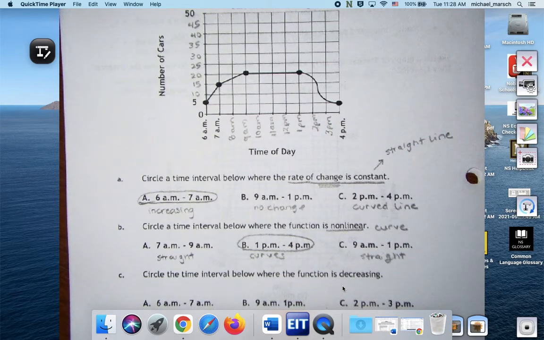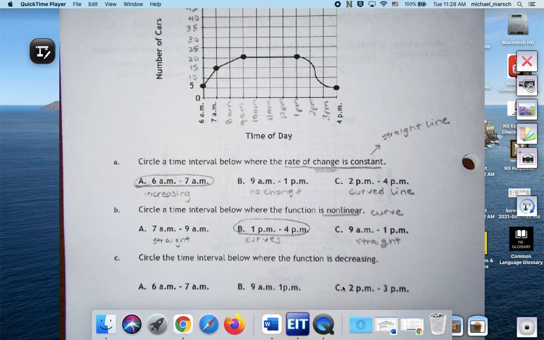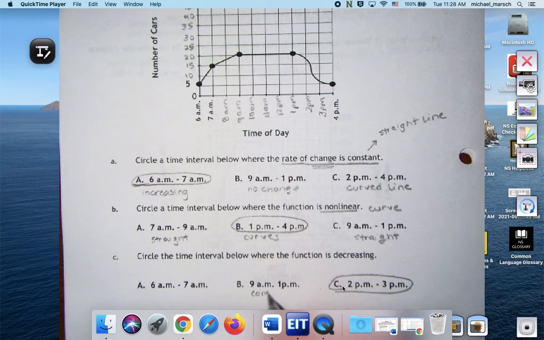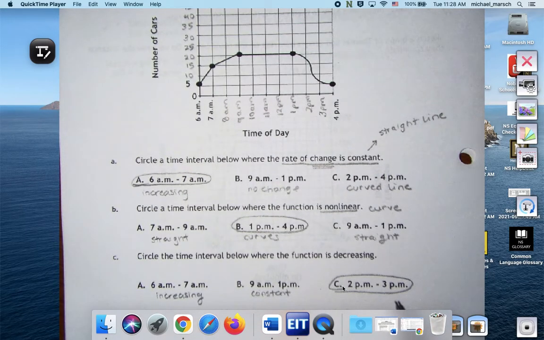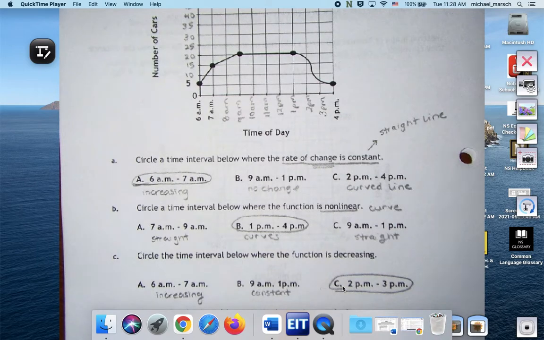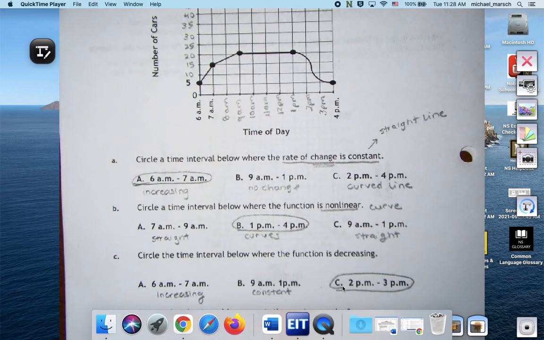All right, and then in which of these time intervals is it decreasing? We don't care if it's linear or nonlinear, just where's the number of cars at the drive-through decreasing? It's going to be between 2 and 3. So this is constant. And this is increasing, so those don't count. Right? So on the quiz, you're going to be asked to just pick time intervals where what you see is happening on the graph. No, you don't have to write everything. I'm just giving you guys pointers and reminders.